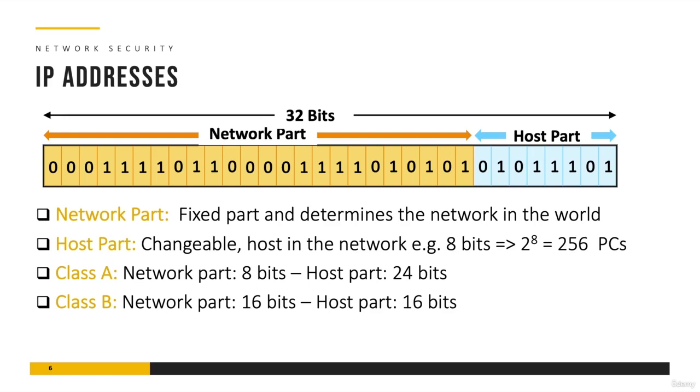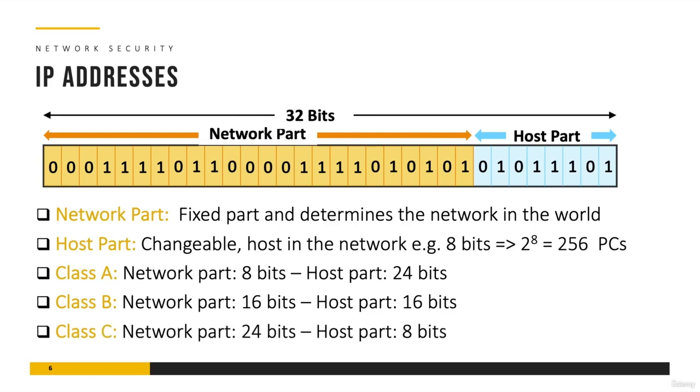But compared to class A, we have slightly fewer hosts. And then we have class C, which has 24 bits of the network part, just like we've shown in this example, and 8 bits are for the host part.